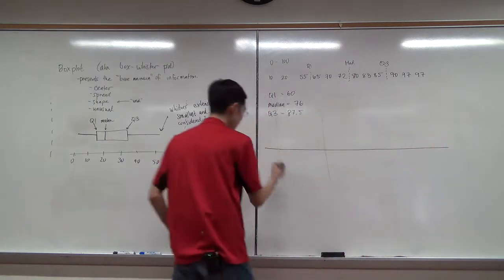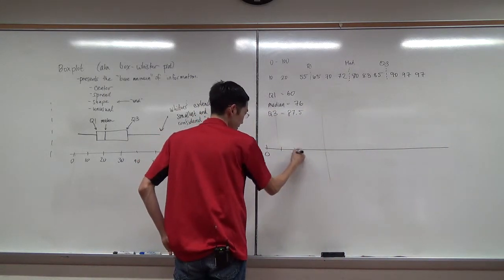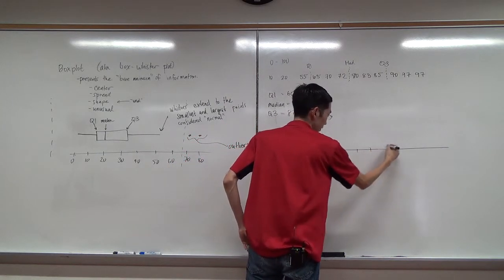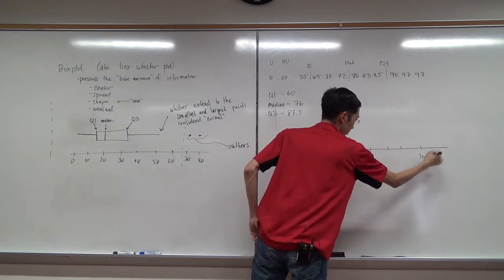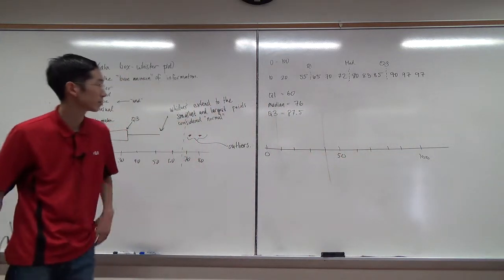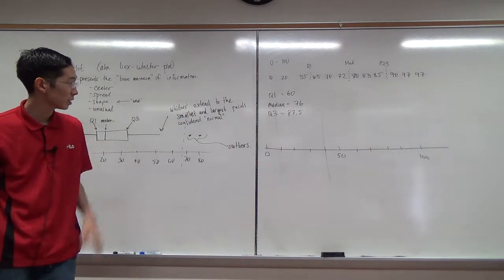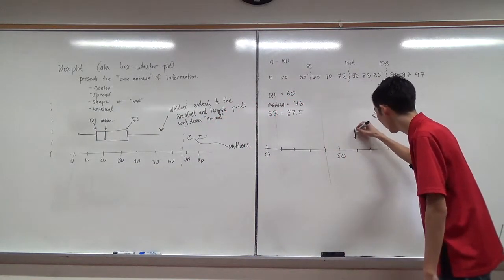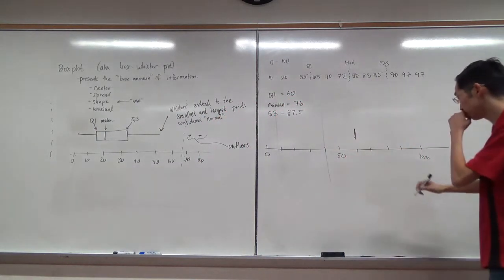Alright, so we'll make a number line, and we'll start off at 0, 10, 20, 30, 40, 50, 60, 70, 80, 90, 100. So Q1 is at 60. I'm going to form a line right there.